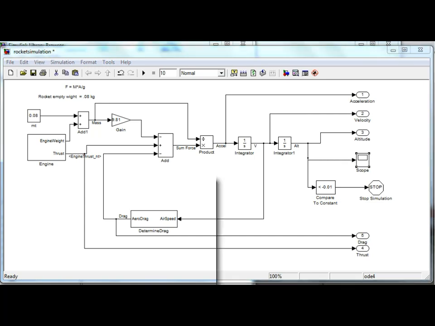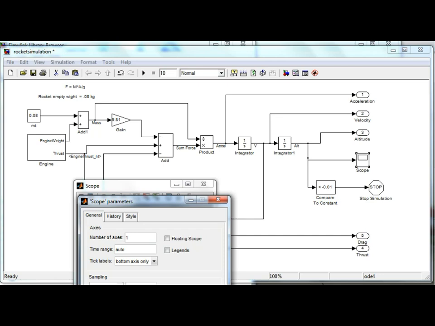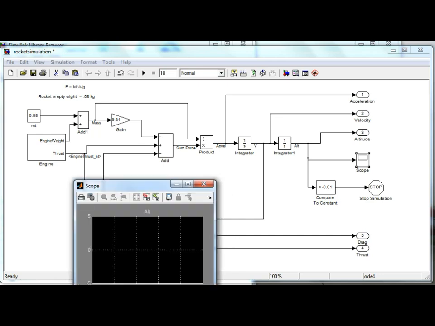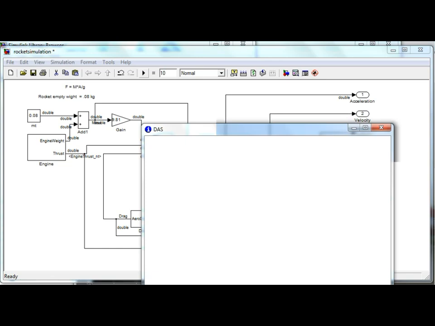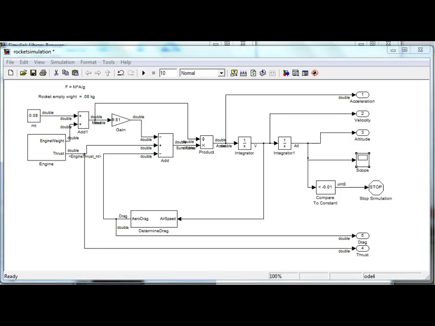If I double click on this, one of the things I like to do is click on Properties, History, and uncheck Limit Data Points. Properties is the second little icon. So if I run this simulation, it's going to be unhappy because we've got a data problem.